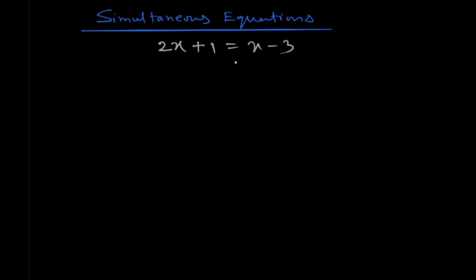Here, what will be the solution? Taking x to the left, it will become 2x minus x equal to minus 3 minus 1. That means x is equal to minus 4. Now putting this value of x, you can see that it satisfies the equation: minus 8 plus 1, that is minus 7, and on the right, minus 4 minus 3, minus 7. So it is satisfied.